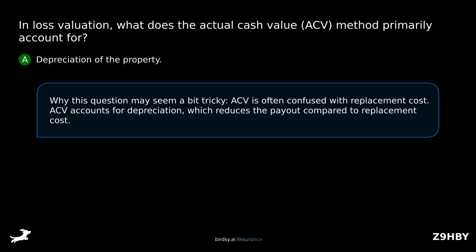Why this question may seem a bit tricky. ACV is often confused with replacement cost. ACV accounts for depreciation, which reduces the payout compared to replacement cost.